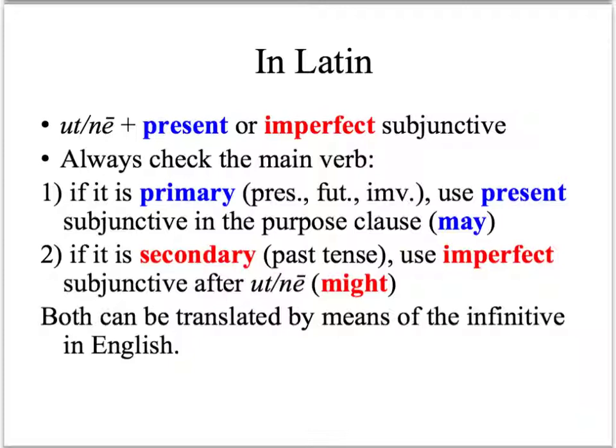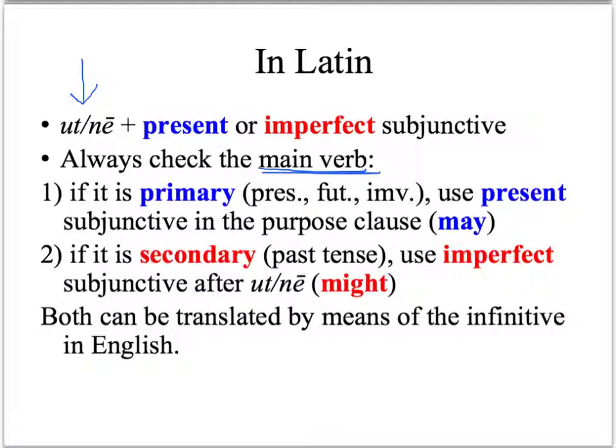In Latin, we need to learn a formula to express a purpose clause. We're going to start with these little words, ut or ne. Ut, if the purpose clause is positive. Ne, if the purpose clause is negative. Plus a present or imperfect subjunctive. How do you know which one to use? Always check the main verb.